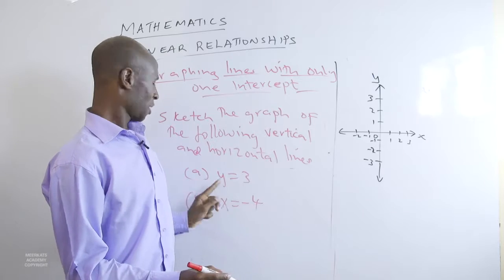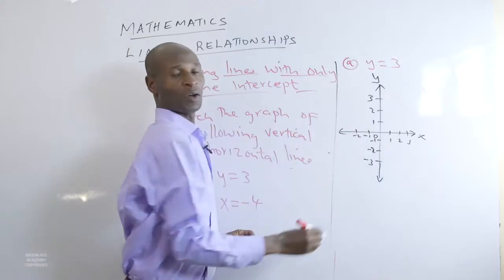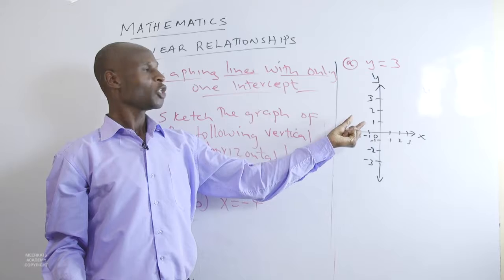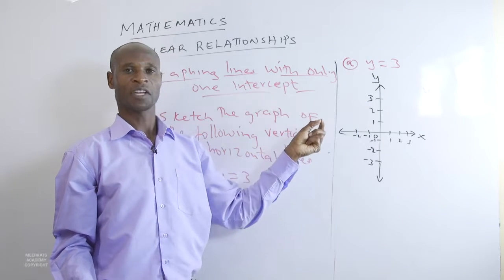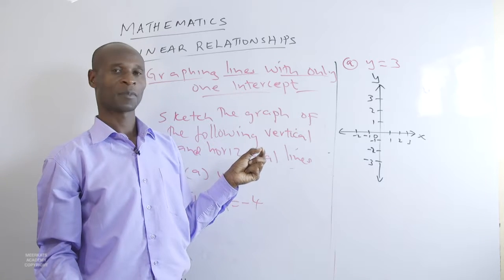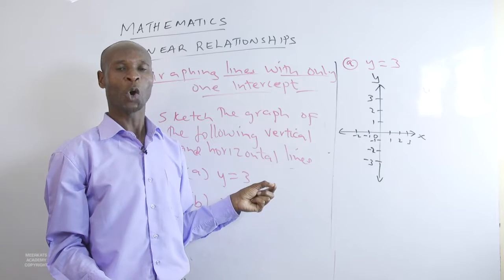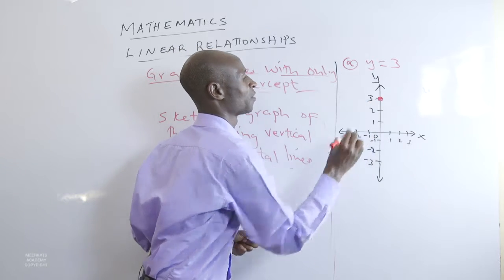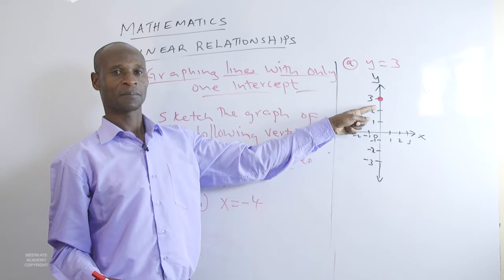In part A, the equation is y is equal to 3. In this case, you identify the position y is equal to 3. Where is 3 along the y-axis? So the 3 along the y-axis is represented with a dot. That is the 3 along the y-axis.